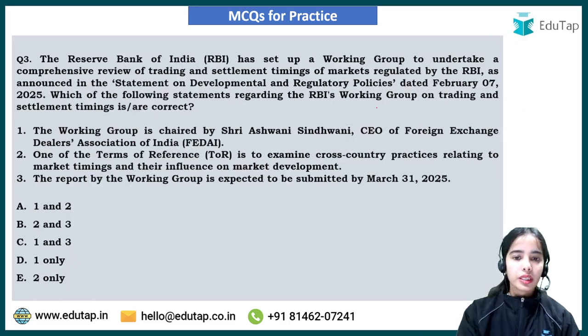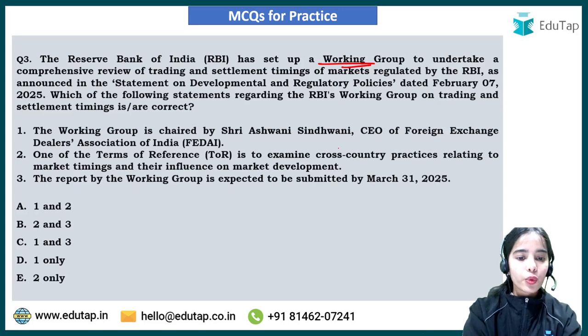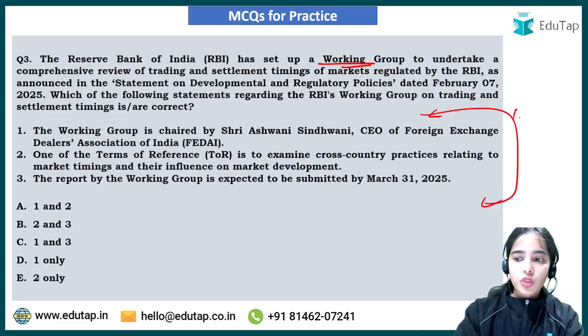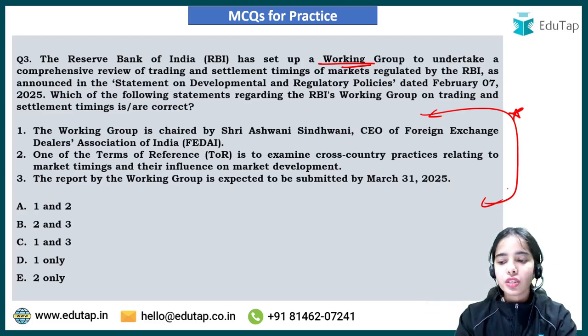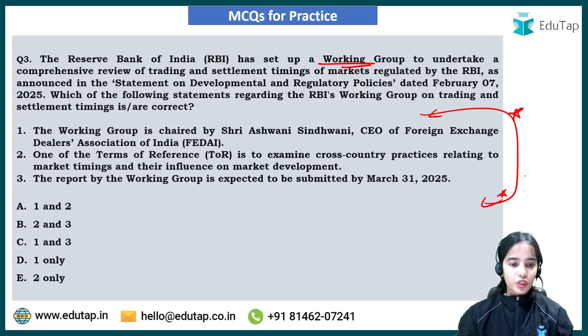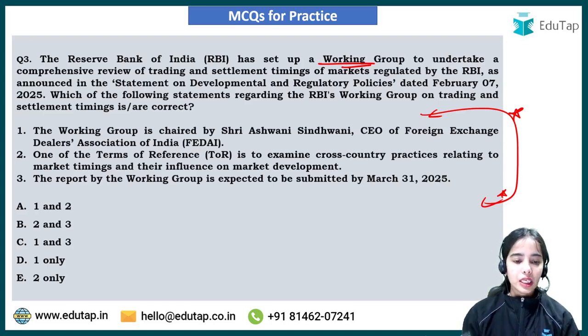Now coming to the next question, a question can come on the working group. Who is the chairperson of the working group, and when is the report expected to be submitted? Okay. And the question can come on the terms of reference. So this is the question regarding that. Try to answer this question, and you have to tell the correct statement here.